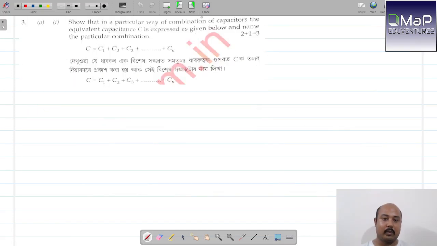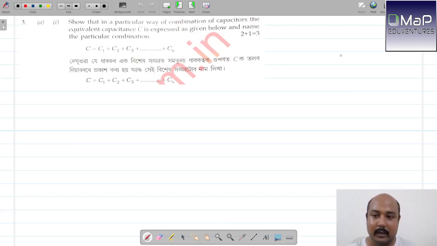Then we move on to the next question, that is question number 3a, first part. So that in a particular way of combination of capacitors, the equivalent capacitance C is expressed as given below, and name the particular combination. This is a standard, straightforward derivation.